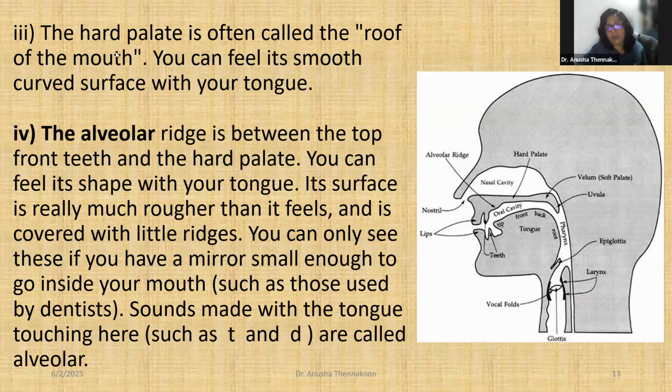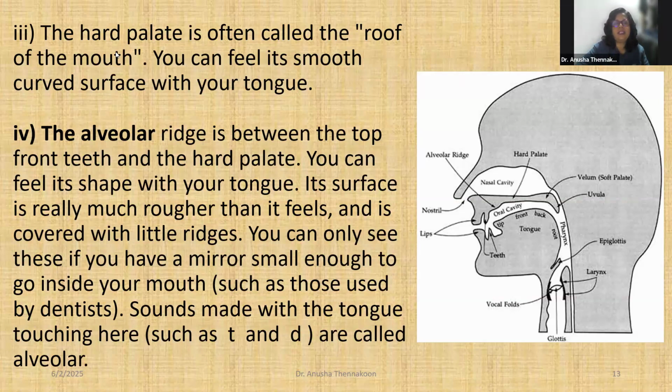Hi. The alveolar ridge is between the top front teeth and the hard palate. You can feel its shape with your tongue. Its surface is much rougher than it feels. If you touch the alveola with your finger, you can see how hard and how rough it is.